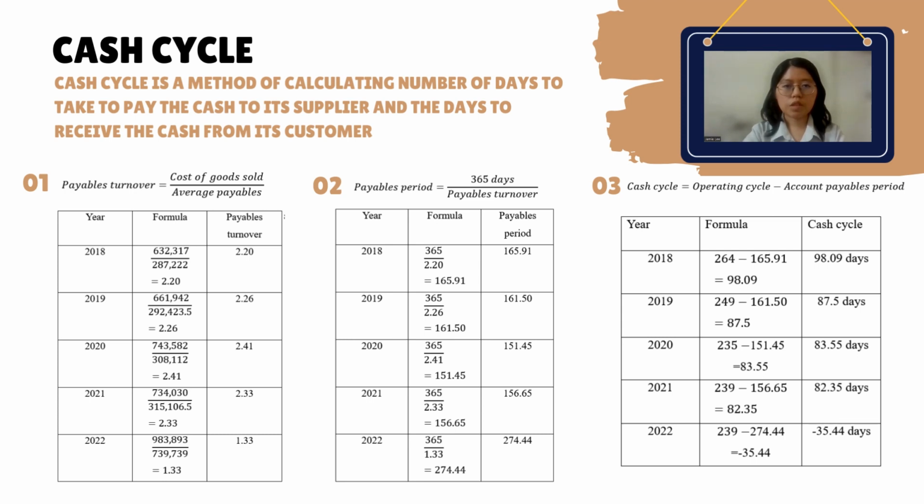The second step is to calculate payable periods. We need to take 365 days and divide it by the payable turnover that we calculated in the first step. After calculating payable periods, we can move to the last step, which is cash cycle. To calculate cash cycle, we need to take operating cycle minus account payable periods. The payable periods we can get from the second step that we did just now.